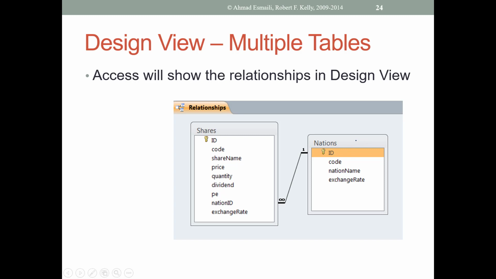Now, one thing you might have noticed, as far as I remember, in the demo that I did, nations was on the left hand side. It does not matter whether you have nations on the left or on the right. Look at the connection and the number. On the nations side I have 1, and infinity on the shares side. So pay attention to these numbers, not the relative orientation of nations and shares. Either one of those could be on the left.